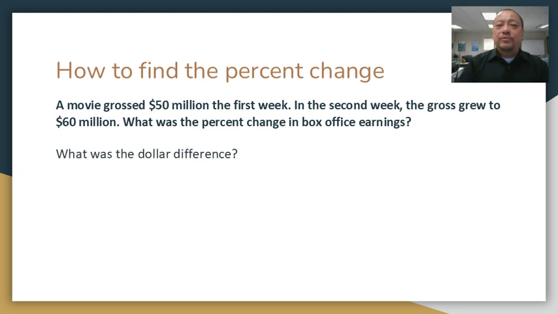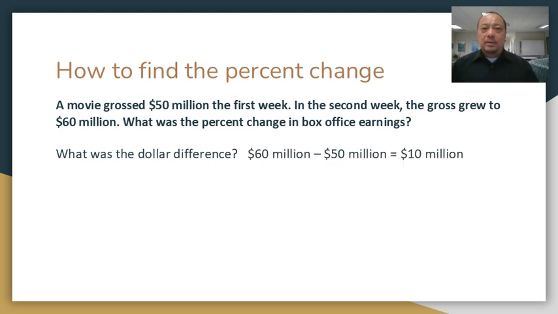Let me ask you this first. What was the dollar difference? The difference going from 50 to 60 million is 10 million. This is called the absolute difference. Just subtract.